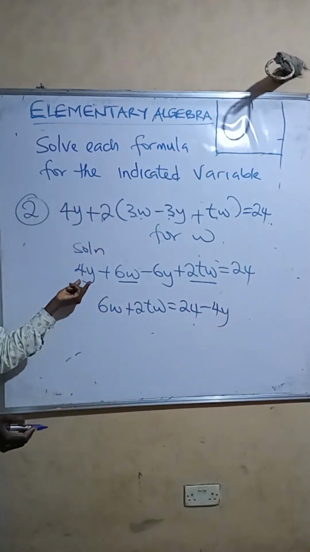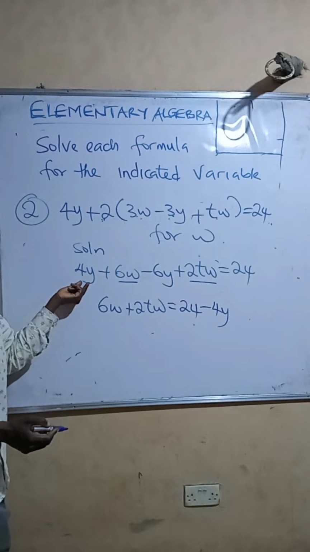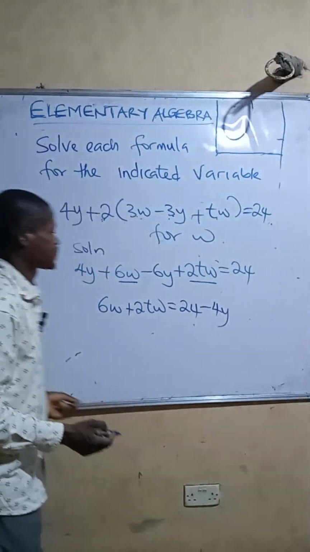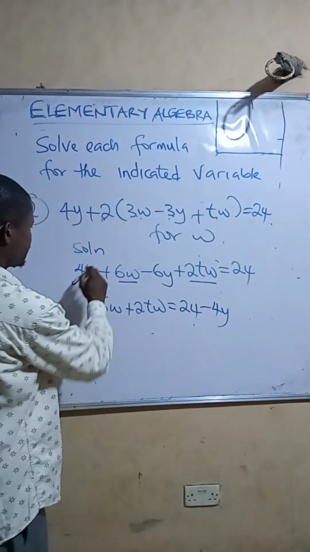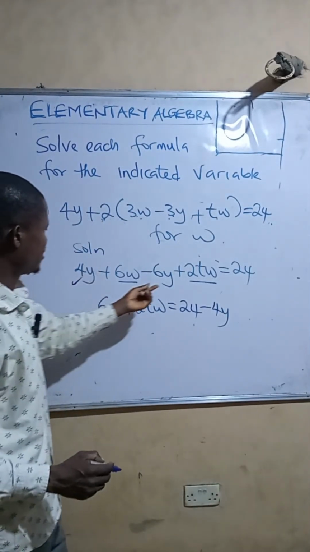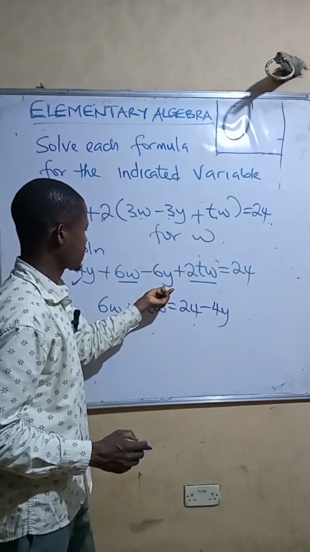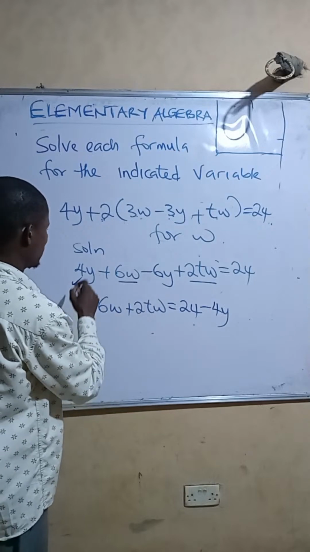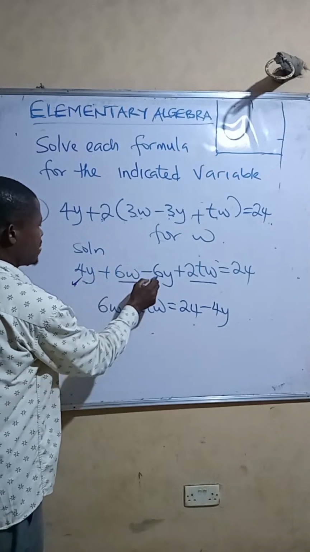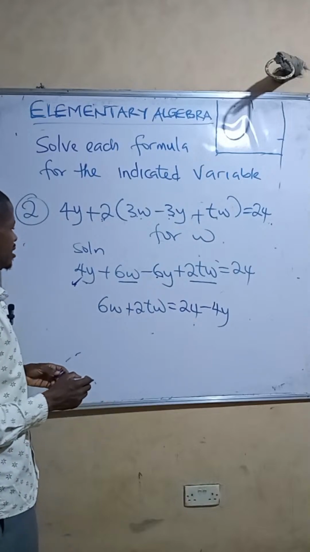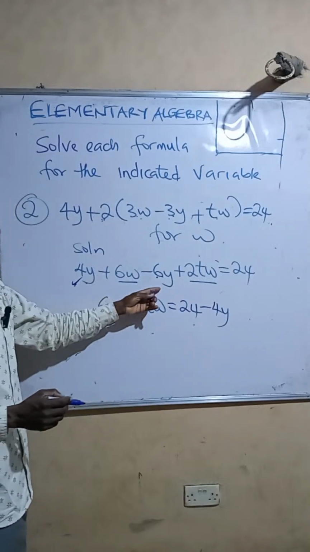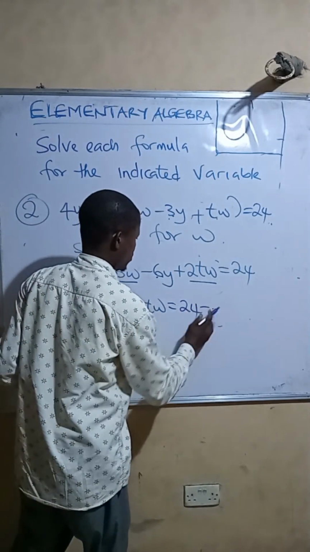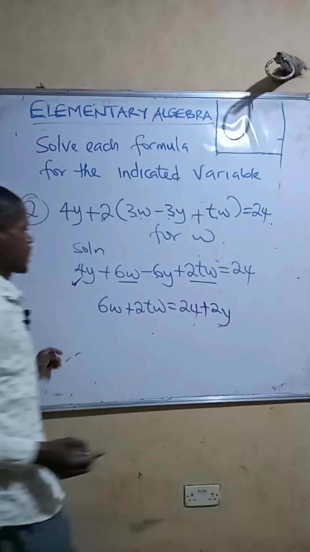This is plus 4y. When plus moves over an equal sign, it changes to negative. So this is done. And then this is minus 6y, take it to the other side. Actually, I should have added this one together before moving. Let me do that. Plus 4y minus 6y will give you minus 2y. Okay, so take it to the other side. So that's plus 2y.